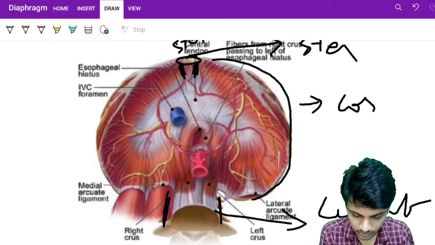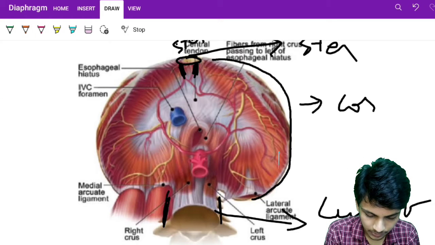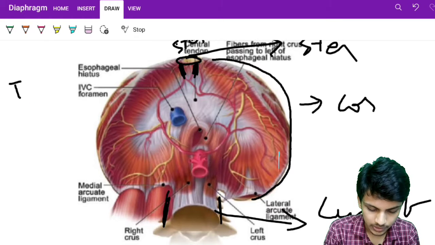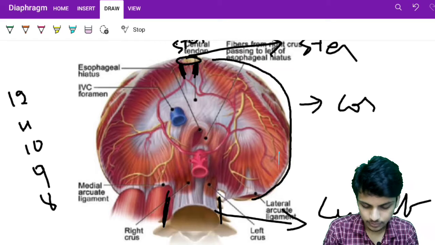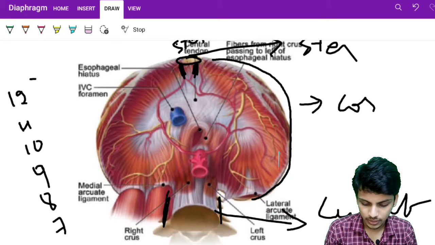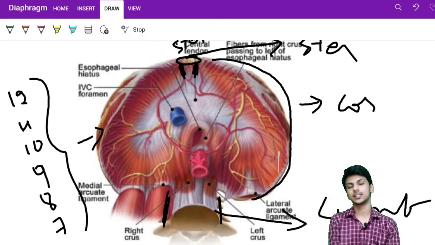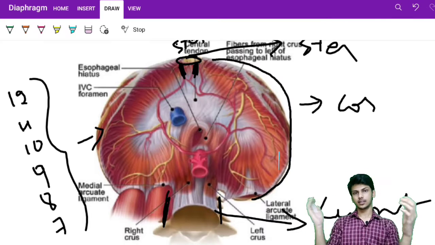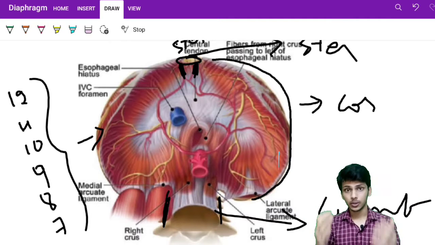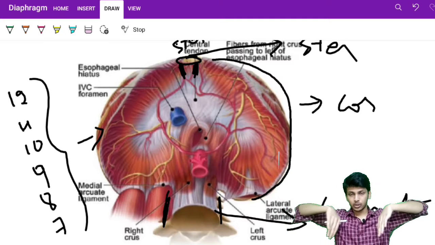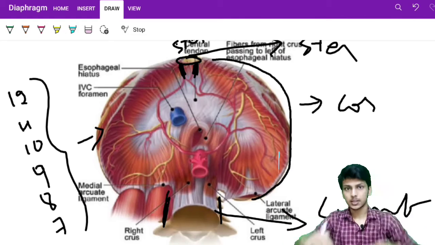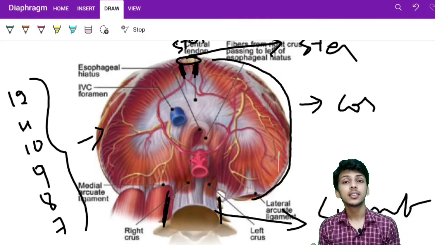So which are the lower 6 ribs? That is basically 12, 11, 10, 9, 8, 7. From these ribs and their corresponding costal cartilages, the diaphragm takes origin. Got it right? The sternal part as two fleshy slips, and from all those ribs and their corresponding costal cartilages. And now the lumbar part.